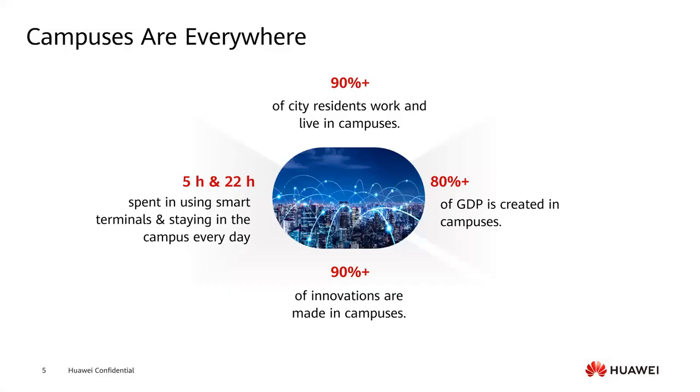In the former part, we have talked about how common campuses are, and that the campus network is very important. There are statistics about the importance of campus networks in our daily life. We can see that over 90% of city residents work and live in campuses, and over 80% of GDP is created in campuses. That's the importance of campuses.